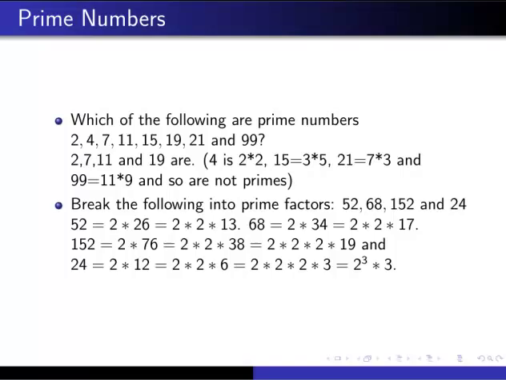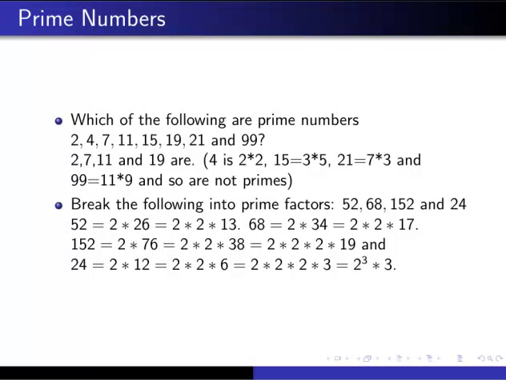Nearly there. So 152 is 2 times 76, which is 2 times 2 times 38, which is 2 times 2 times 2 times 19. So I end up with 19. That can't be broken down any further. And finally, 24 is 2 times 12. Well, 12 can be broken down into 2 times 6, and 6 can be broken into 2 times 3. So I end up with 2 times 2 times 2 times 3. And you could also write that as 2 to the power of 3 times 3.